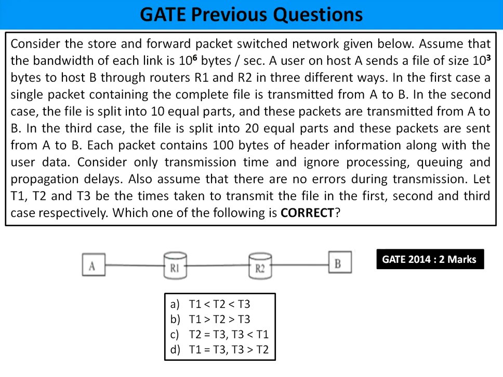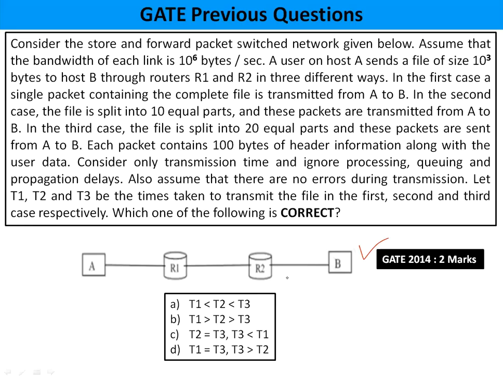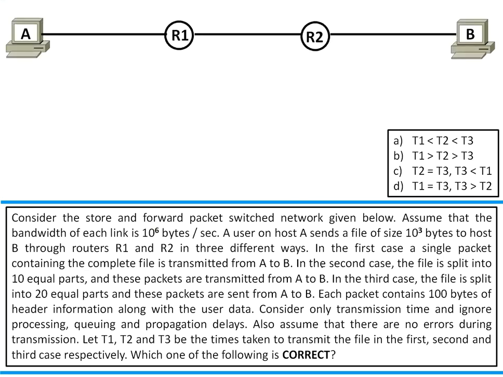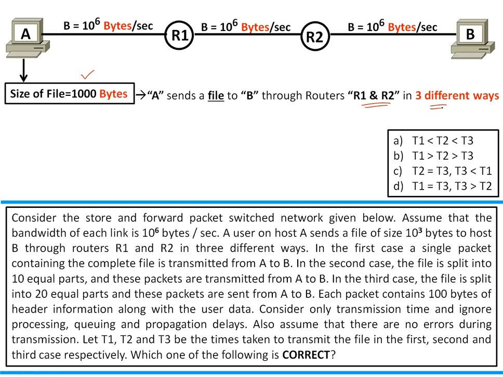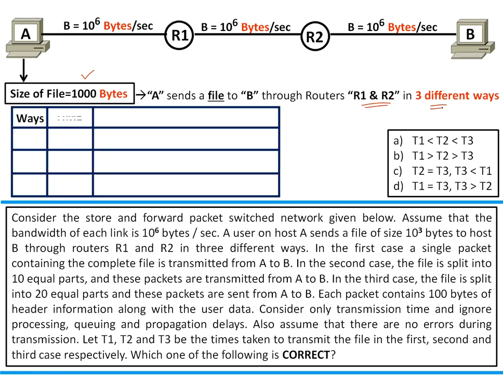Please read this question. This was given in GATE 2014 for 2 marks. Let me continue now. The two systems are connected. Bandwidth is given as 10 power 6 bytes per second. Size of file is 1000 bytes, to be sent through routers R1 and R2 in 3 different ways.